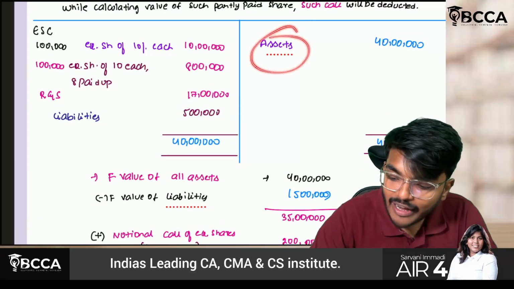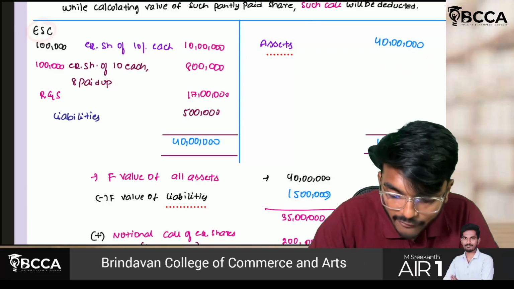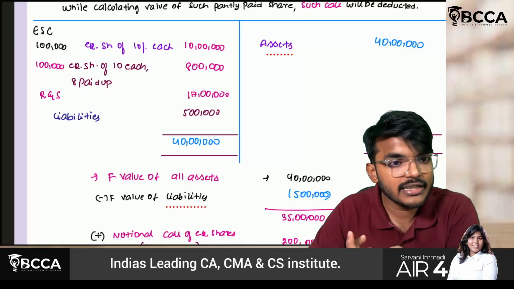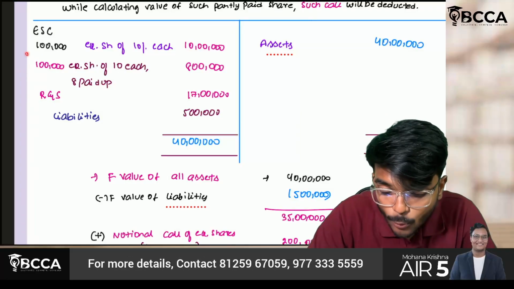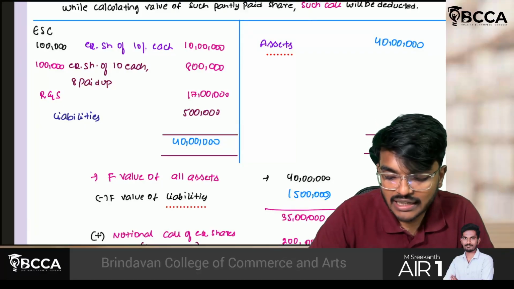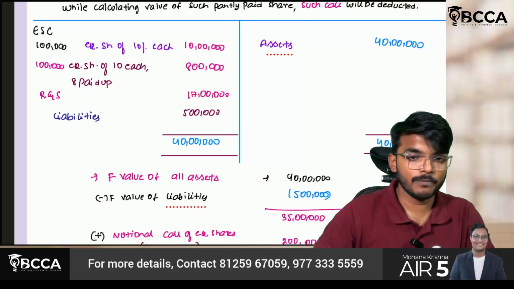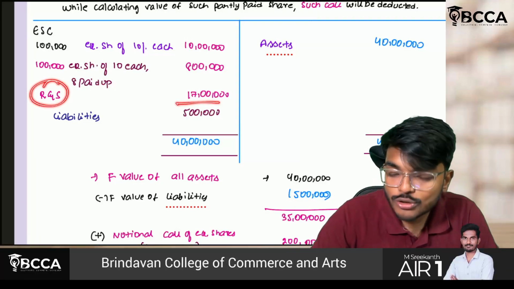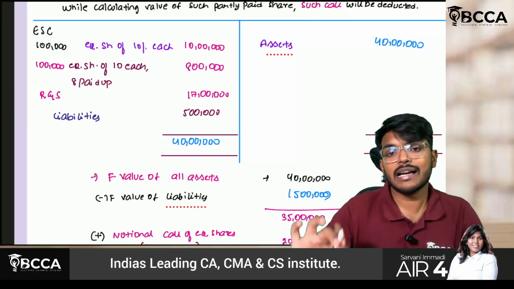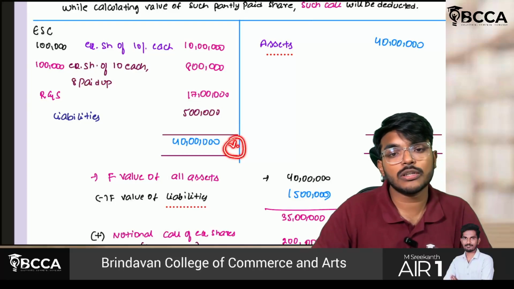Sir, assets value of 40 lakh they have given. In equity share capital I have two categories of equity shares. First class of equity share is 1 lakh equity shares of 10 each. Second class of equity shares are 1 lakh equity shares of 10 each, but only 8 rupees is paid up. Reserves and surplus balance also they have given, 17 lakh rupees, and liabilities balance they have also given, 5 lakh rupees. Guys, please confirm whether this liabilities total is matching with 40 lakh or not.